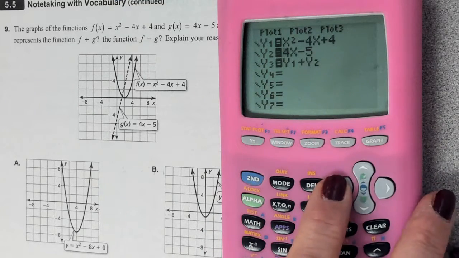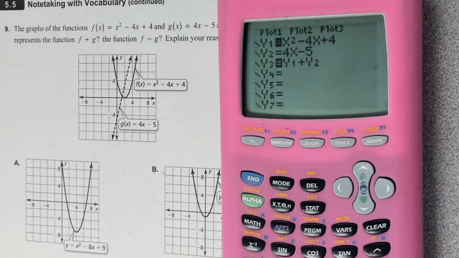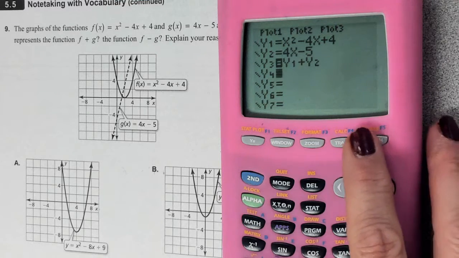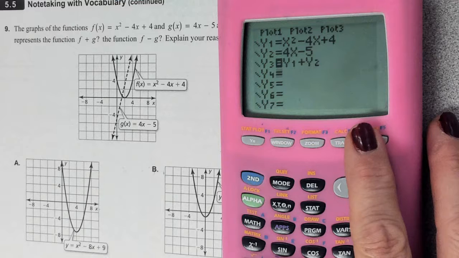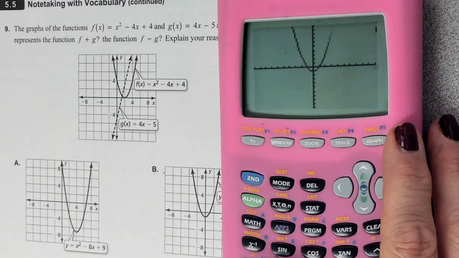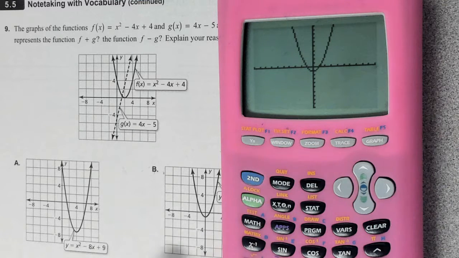So I'm telling the calculator to add those two first equations. I can even turn them off. If I hover over the equals and push enter, now I've turned them off. I'm not even going to see those anymore. But the calculator can still graph the result of adding those two functions. So I hit graph, and here's what the resulting function looks like. So b is when I add them.